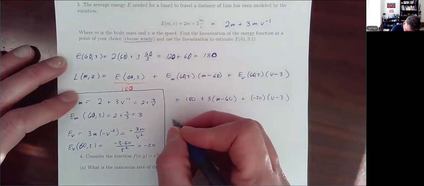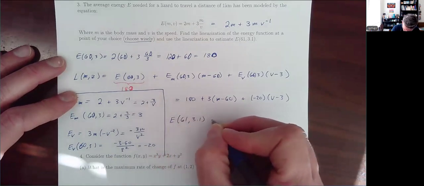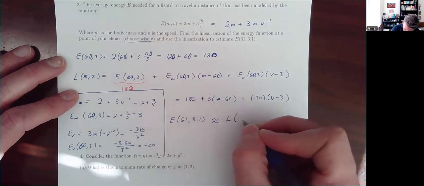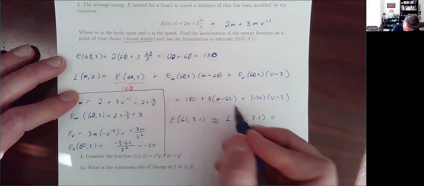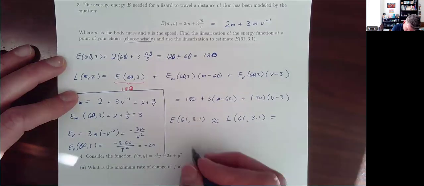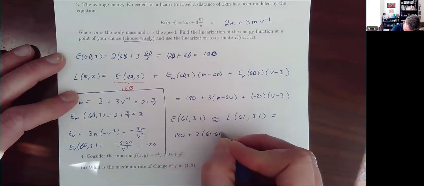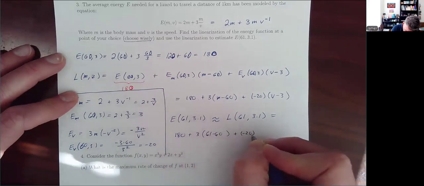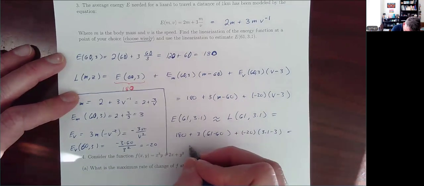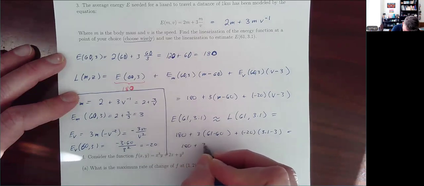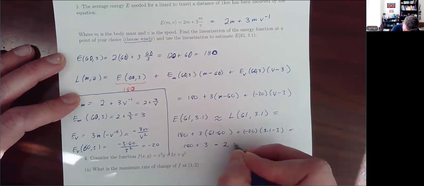So then we're going to say, great, my actual function E of 61 comma 3.1 is going to be approximately my linearization with 61 and 3.1 plugged in, which is going to be equal to, I'm just going to plug in 61 for M and 3.1 for V to get 180 plus 3 times 61 minus 60 plus negative 20 times 3.1 minus 3. That's going to be 180 plus 3 minus 20 times 0.1 is 2. So we're going to get 181.